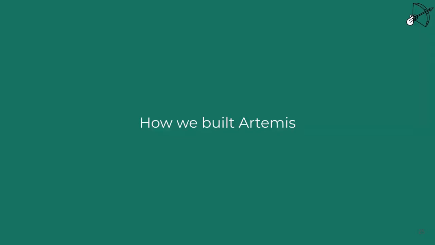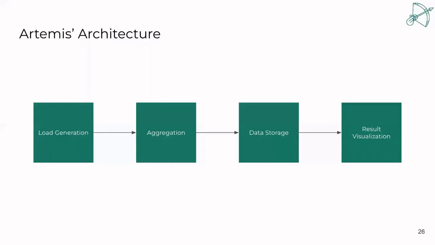Now that we've spent some time introducing the problem and providing a high-level overview of Artemis, let's dive into how Artemis was built. Artemis is made up of 4 different components: load generation, aggregation, data storage, and result visualization. The first component is concerned with load generation. The load testing containers in this component simulate virtual users that perform requests against the API you wish to test.